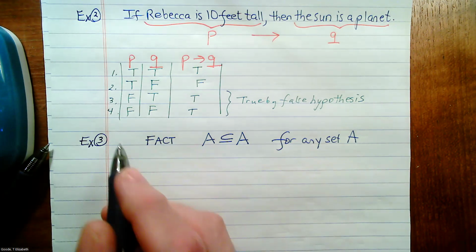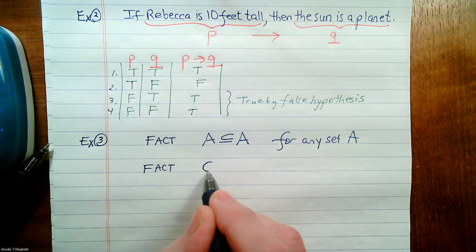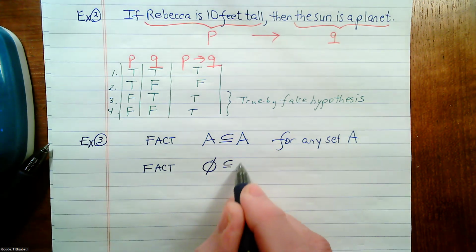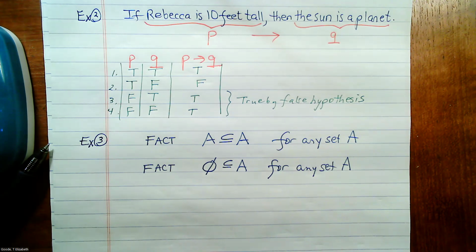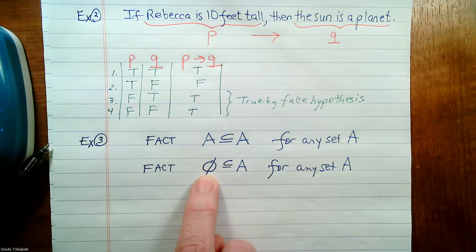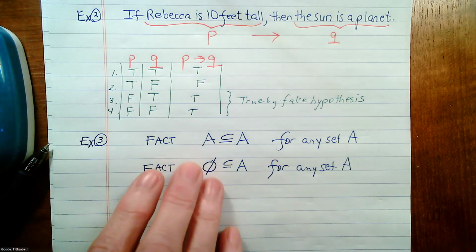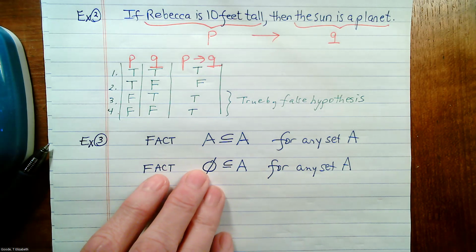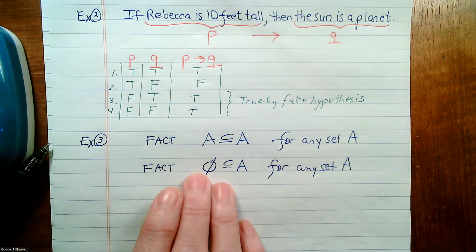That's a fact. But there's another fact, and this is the vacuous part. The empty set is a subset of A for any set A. Let's think about why that's true. The set on the left will be a subset of the set on the right if each element of the set on the left is an element of the set, in this case A, on the right. Well, are there any elements in the empty set? There are not. So there is nothing to check.